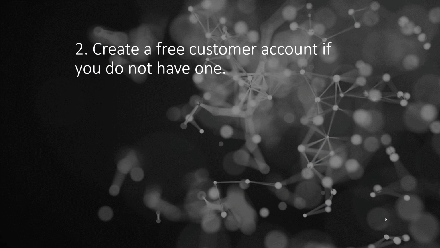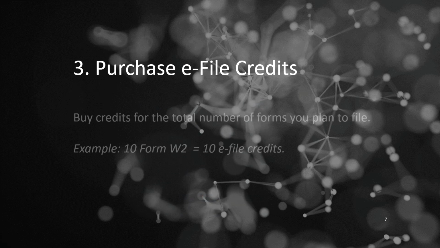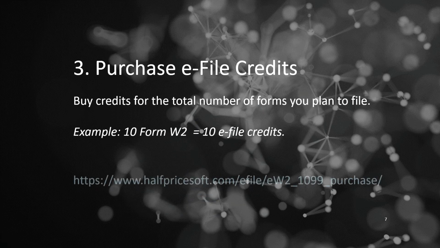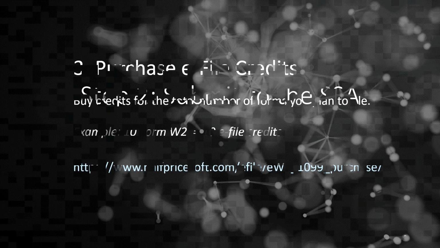Next, if you don't already have a customer account, go ahead and register for one. You'll need it to upload your forms and track their filing status. Finally, purchase the e-file credits for the total number of forms you'll be filing. For example, if you're submitting 10 Form W2 forms, you'll just need 10 e-file credits in total.